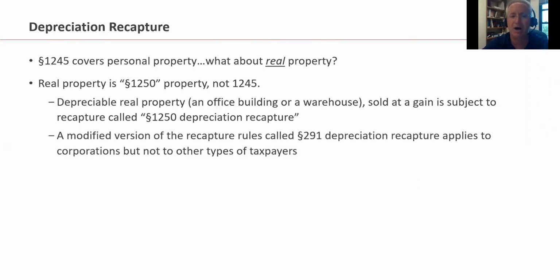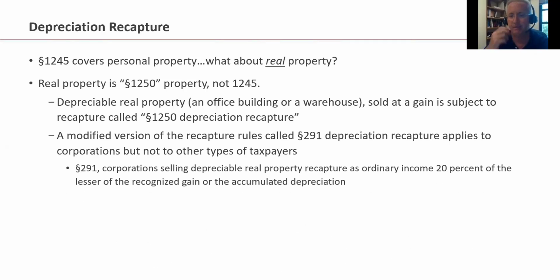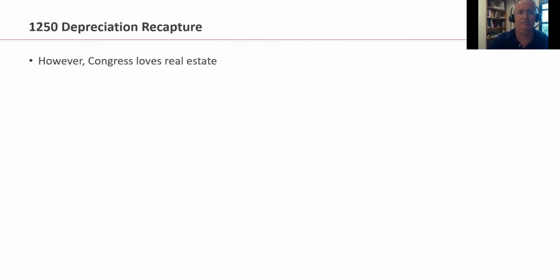So there's also a modified version of the recapture rules called Section 291 depreciation recapture that only applies to corporations. So if you're an individual, a partnership, even an S-corp, Section 291 doesn't apply to you. It only applies to you if you are a corporation. And we'll talk about how 291 works in a second. So 291, if a corporation sells depreciable real property, they need to recapture as ordinary income 20% of the lesser of the recognized gain or the accumulated depreciation. Don't worry, we'll do an example because that's just brutal.